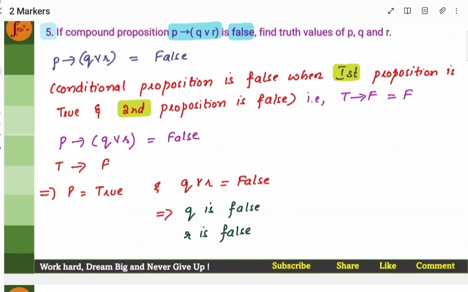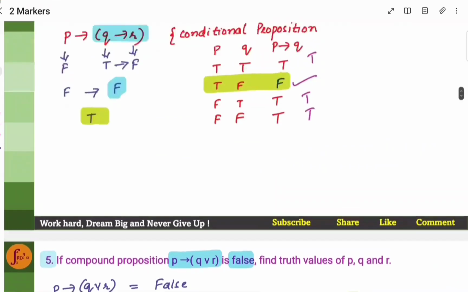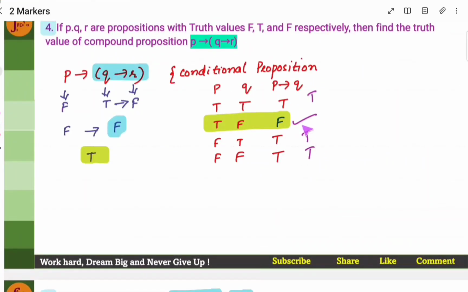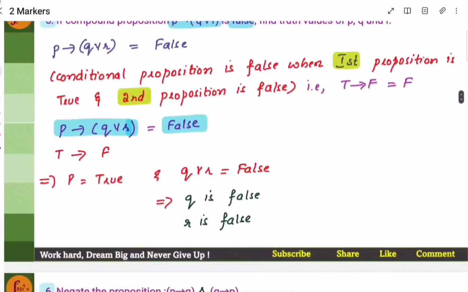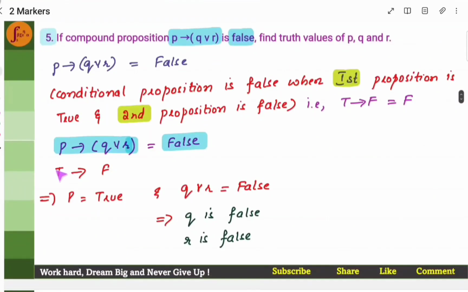So what I'll do is, the final result is false for this entire expression. When is it false? Let's look at it. Only when the first proposition is true and the second proposition is false. The T and F case. Now, here it has to be false. That means the first proposition has to be true and this proposition has to be false.